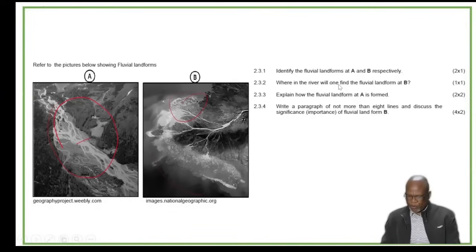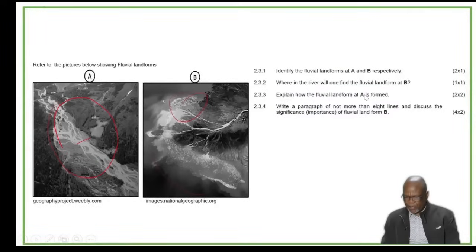Where in the river will one find the fluvial landform at B? This fluvial landform, which is the delta. Where do you find the delta? At the mouth of the river. Where in the river will you find this? You find it at the mouth of the river or in the lower course of the river.